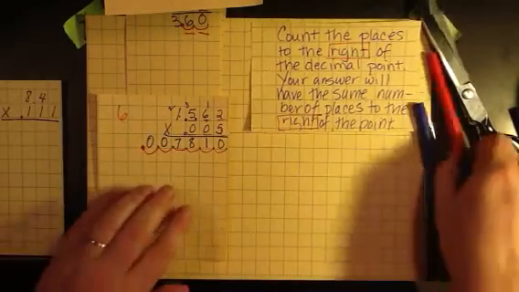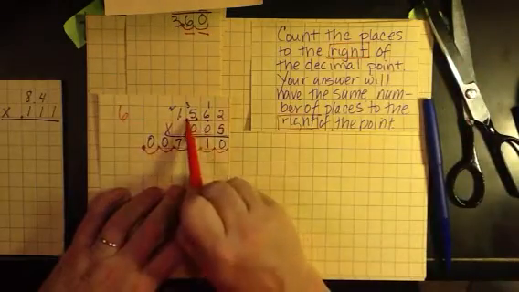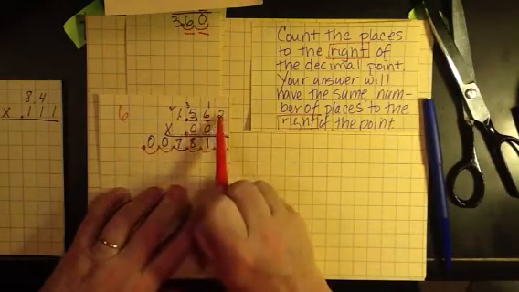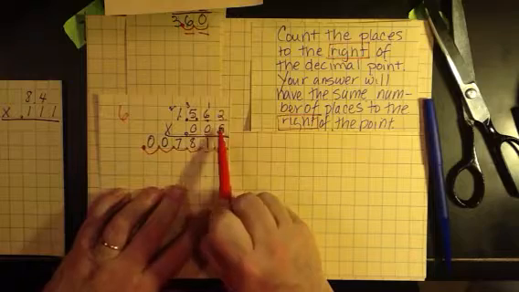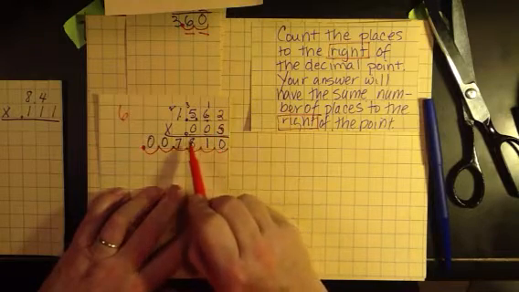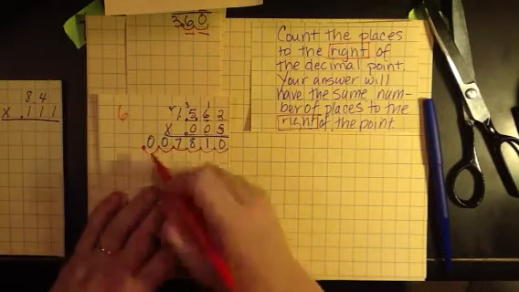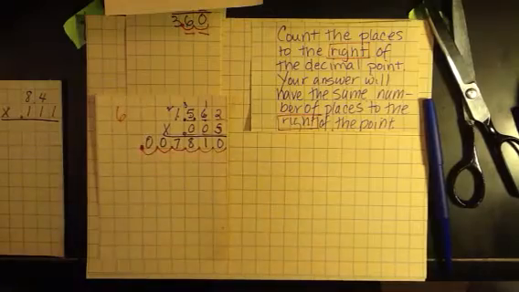So again, just to double check, here's the decimal points, 1, 2, 3, 4, 5, 6. In my answer I have 1, 2, 3, 4, 5, 6. So the decimal point is there.